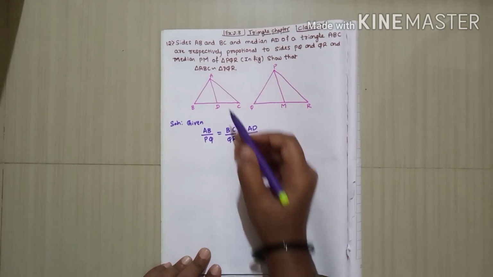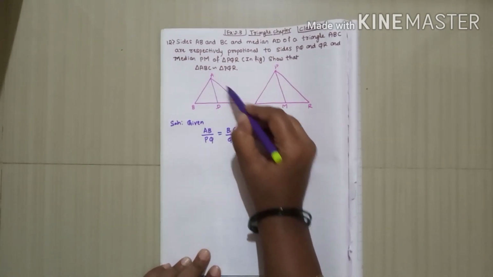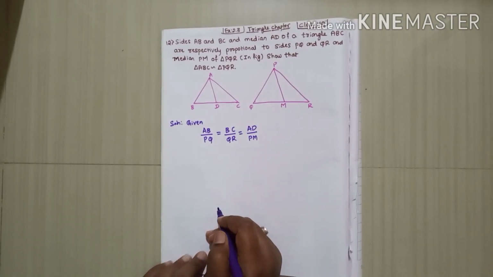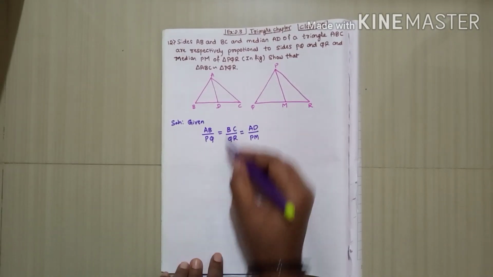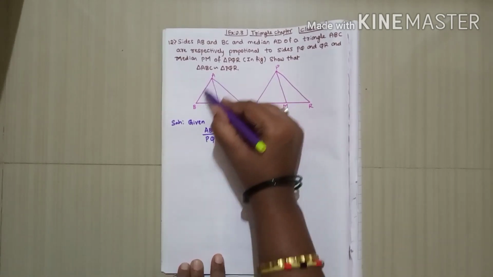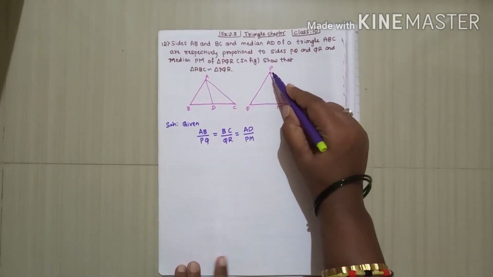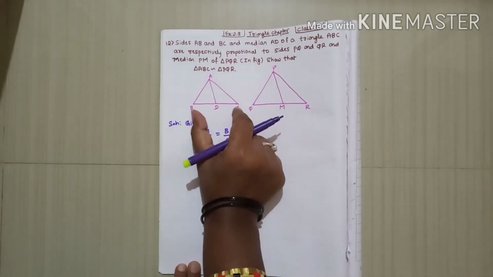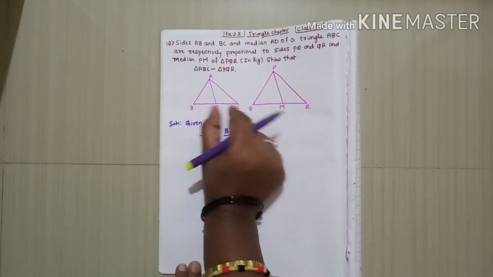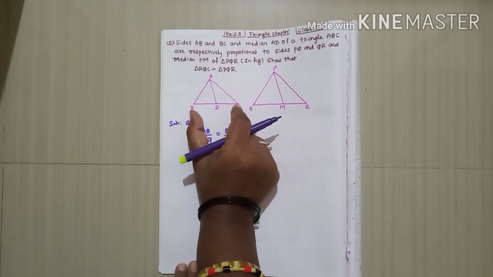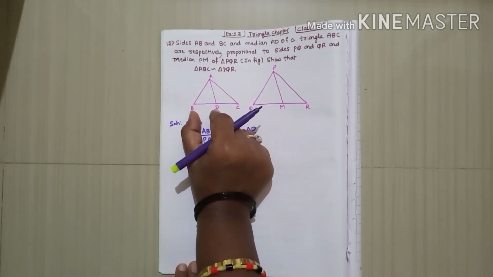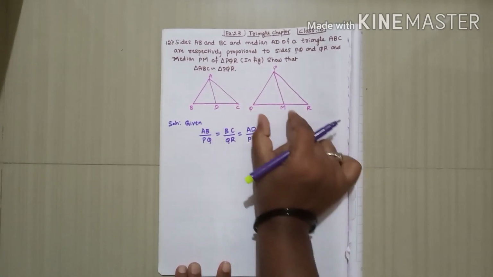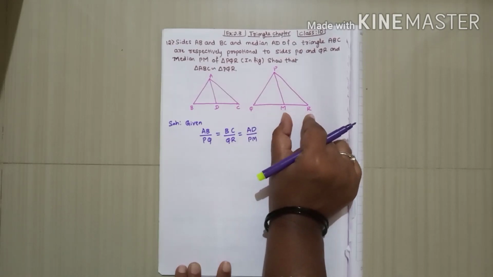We want to prove triangle ABC is similar to triangle PQR. For that, they are saying AD is a median of triangle ABC and PM is a median of triangle PQR. A median always divides the opposite side of the triangle into two equal parts. It means D divides BC into two equal parts, so BD is equal to DC, and in this triangle PM divides the opposite side into two equal parts, so QM is equal to MR.